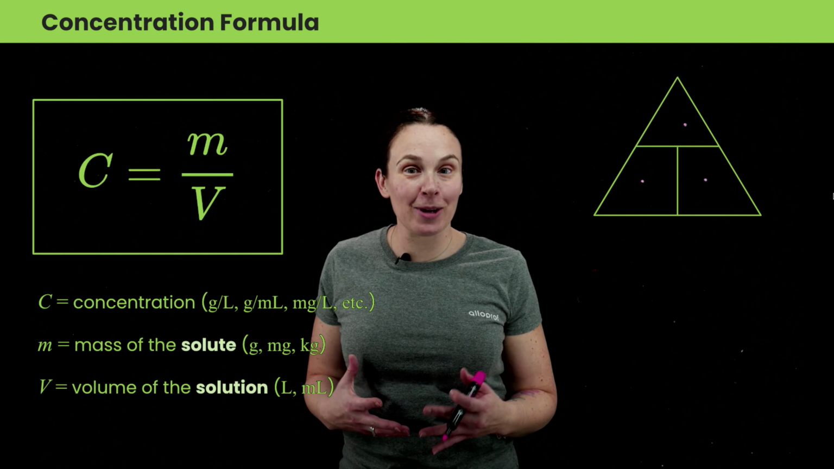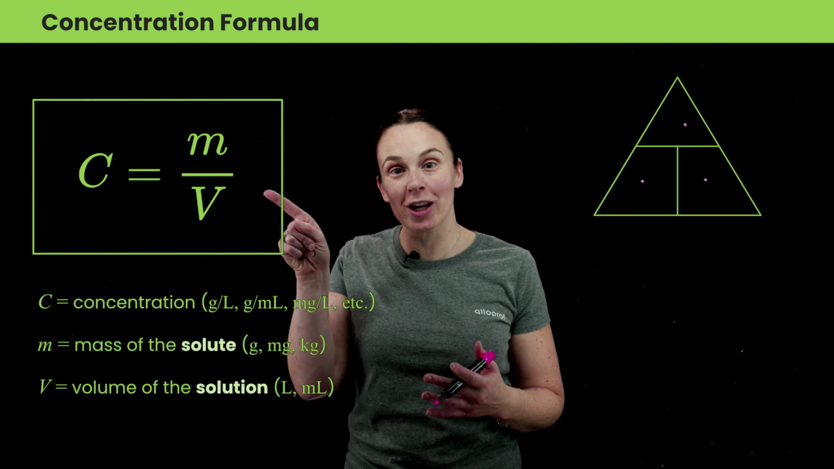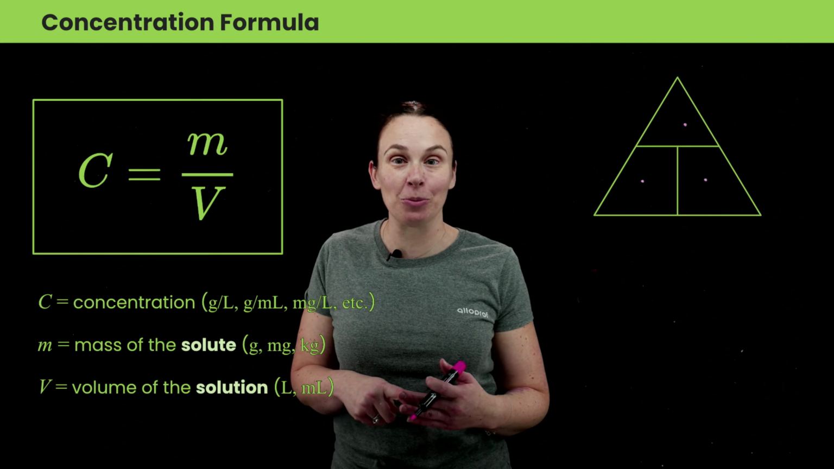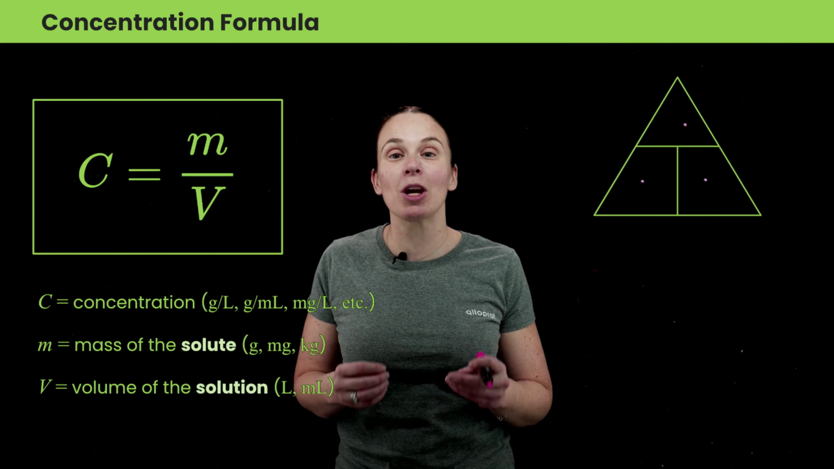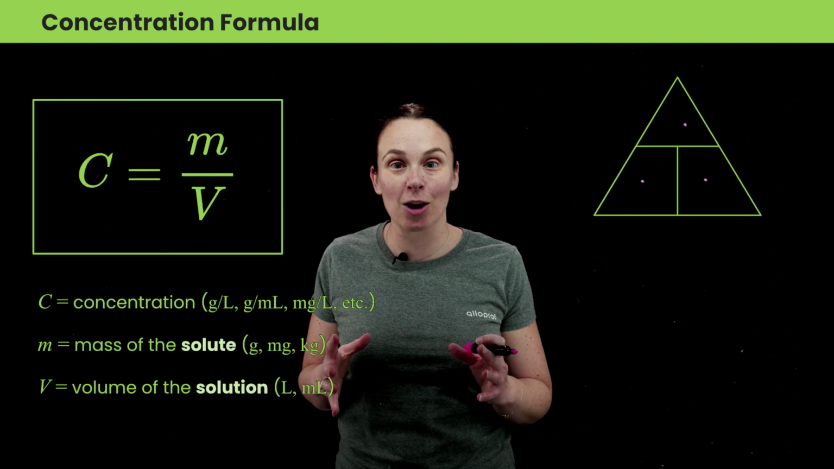So there is a mathematical way to calculate concentration, which we're going to explore now. We're going to look at this formula here, which is concentration is equal to mass divided by volume. And it's really important in concentration, when we're dealing with any type of formula, that we always look at our units of measurement. They are the most important part of the entire process.